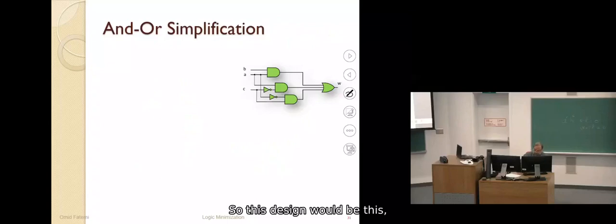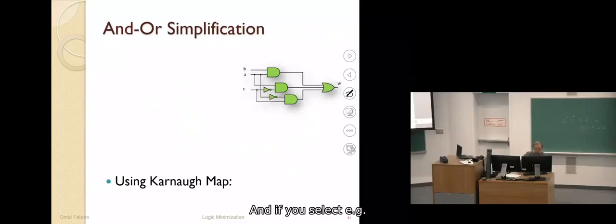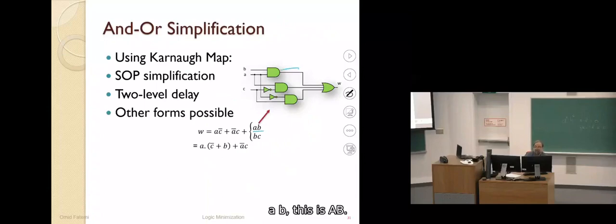So the design would be this. This is A naught C plus this, and if you select, for example, this one, I selected AB here. So AB, this is AB. We have AC naught here, A C naught, not A naught C naught. We have AB, A C naught, and we have A naught C. And then they are all ORed together. All of them are ORed together.